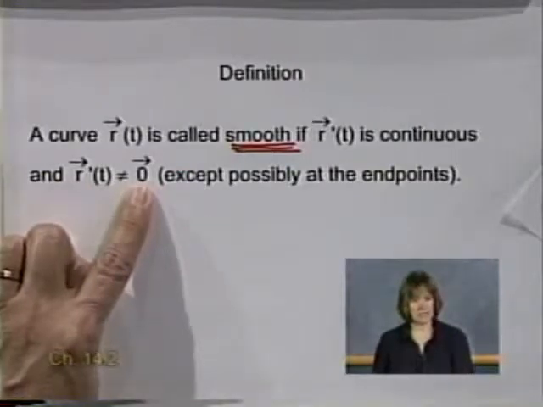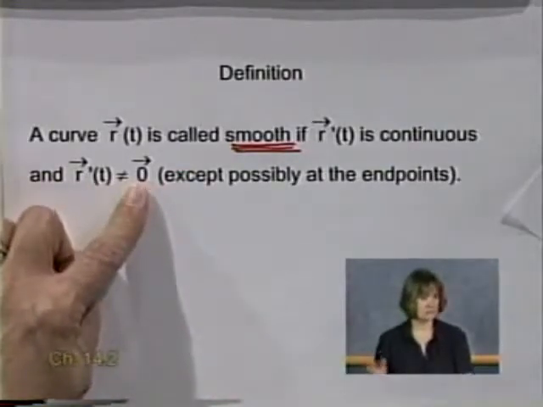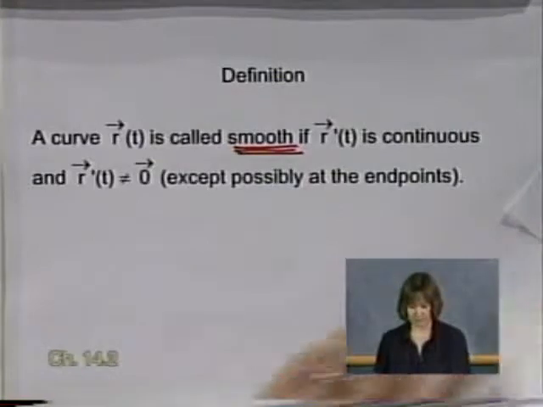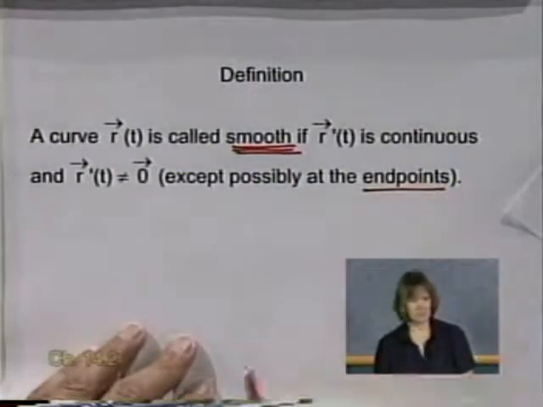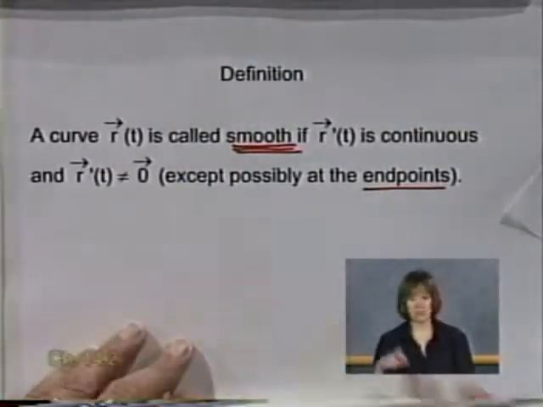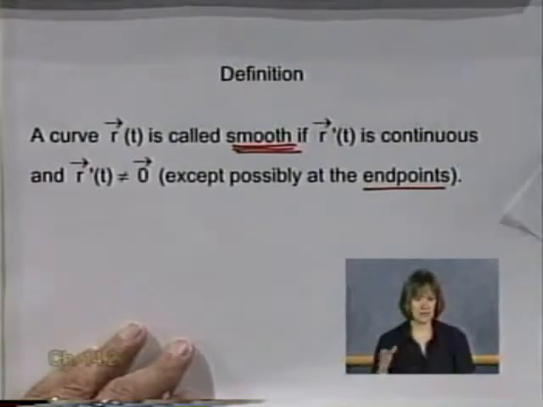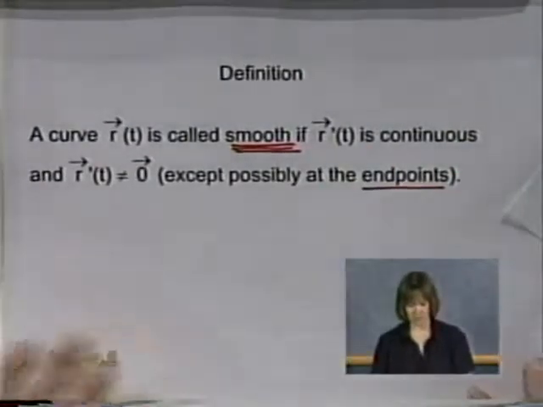In other words, every tangent vector has a little bit of a length to it. It doesn't disappear to 0, except possibly at the endpoints. Like if you're talking about t equals 0 to t equals 10 on the interval, r prime could be 0 just at the endpoints.